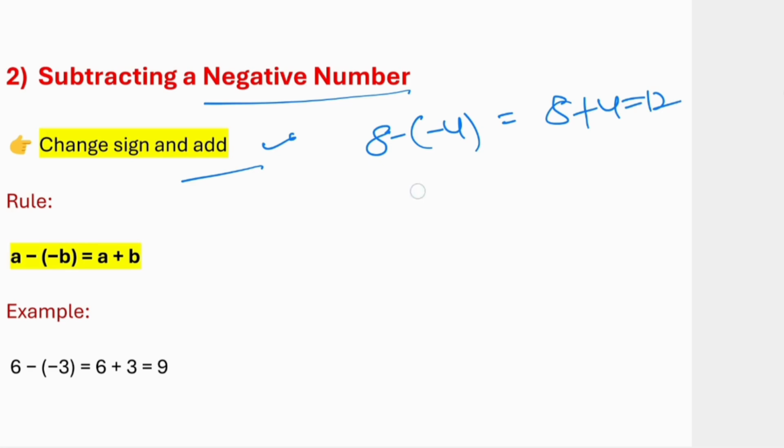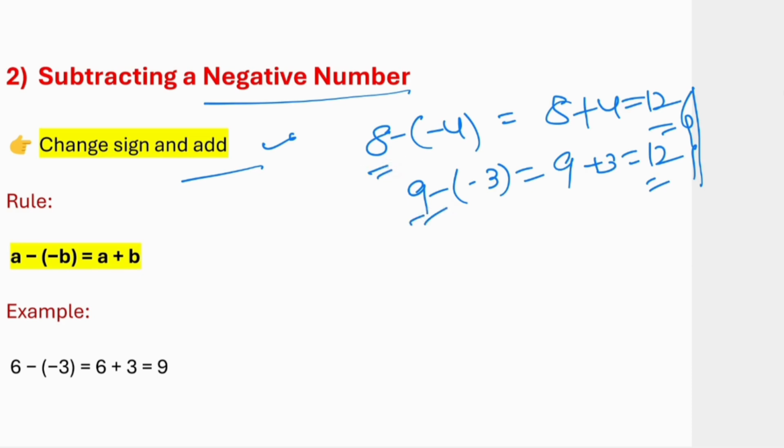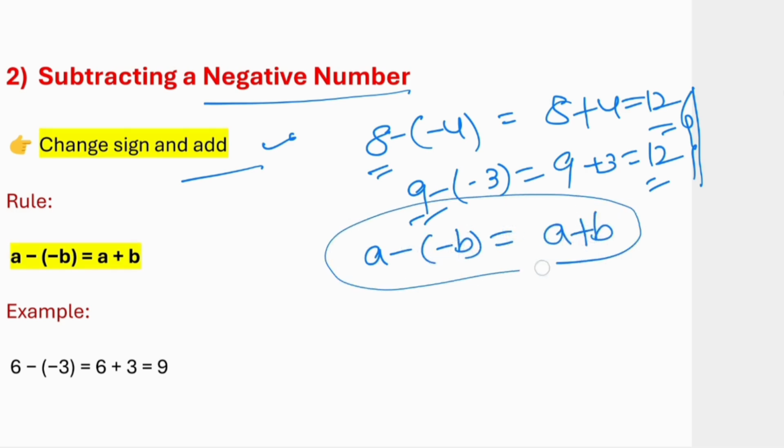And the next one, 9 minus of minus 3 is equal to 9, minus of minus we get plus, 9 plus 3 is equal to 12. In these two cases, we get a positive value when subtracting a negative number from a positive number. Remember this rule: a minus of minus b is equal to a plus b. Please remember this.